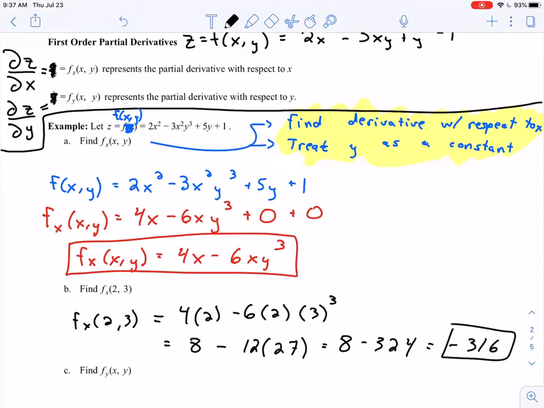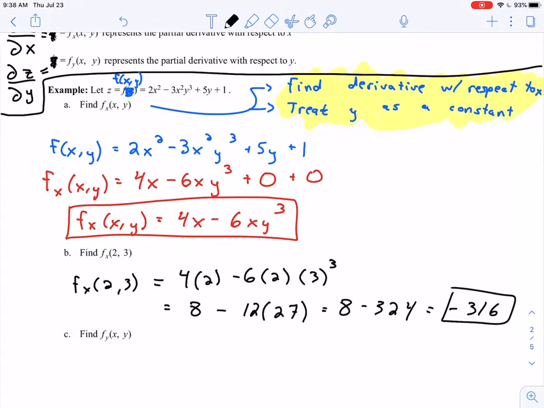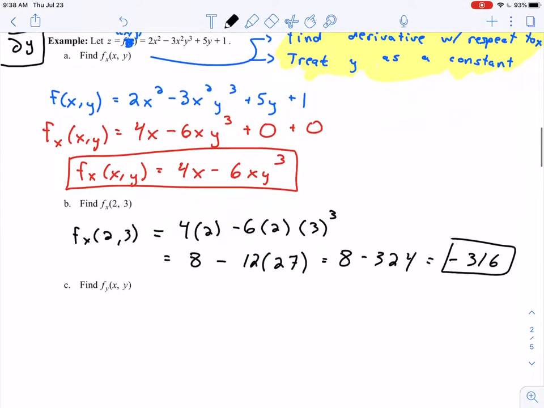All right. Now, I want to say, okay, well, here's the partial with respect to x. That's all well and good. Now, I would like to find the partial derivative with respect to y instead. So I'm going to go back to that original function, f of x y, which is 2x squared minus 3x squared y cubed plus 5y plus 1.